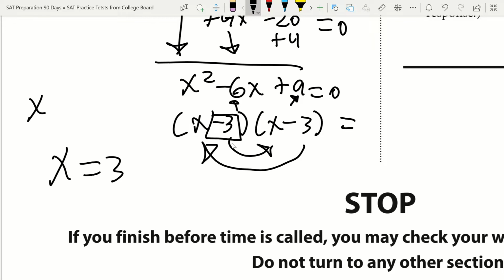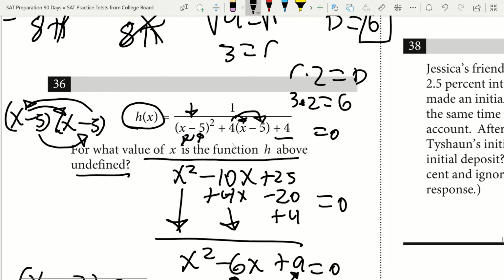And here's why that works, because we'd set x minus 3 equal to 0, and then we'd add 3 to each side, and we'd see that 3 equals x, okay? So our answer there is going to be 3. 3 is the value of x that makes it undefined.